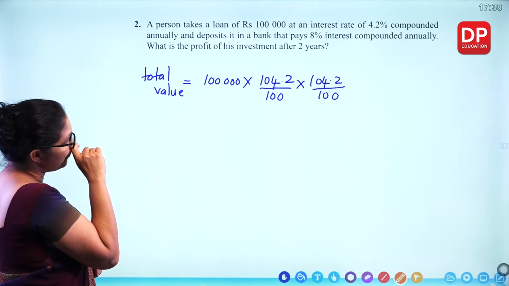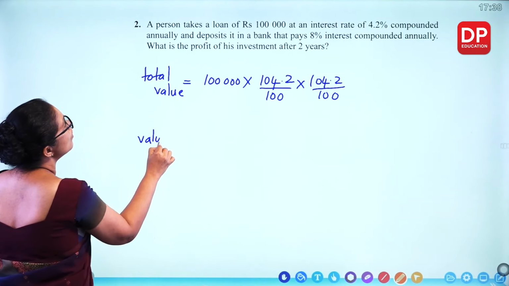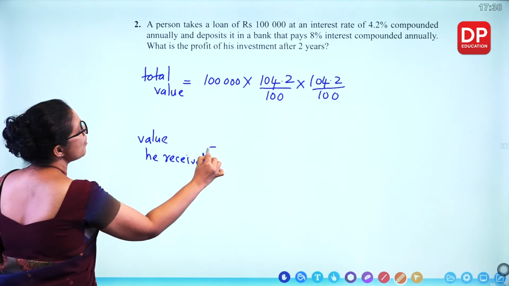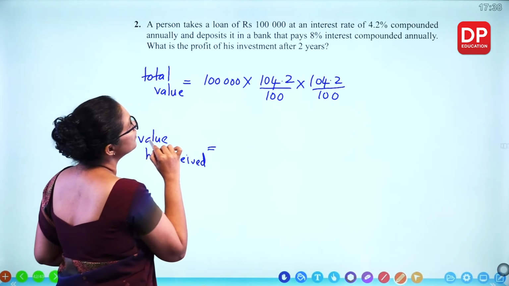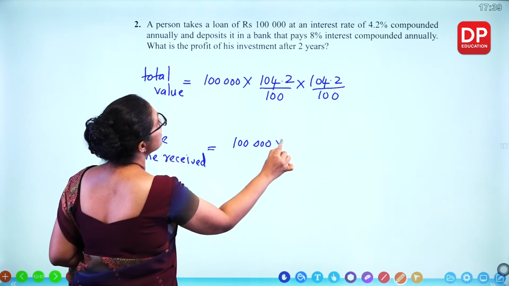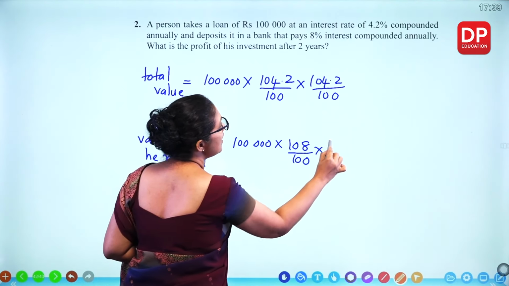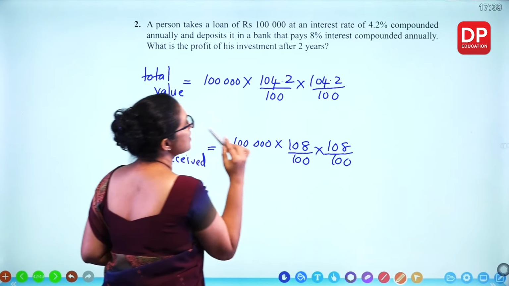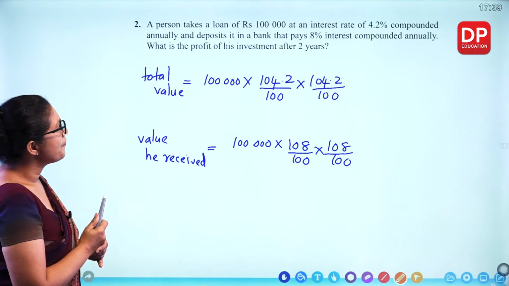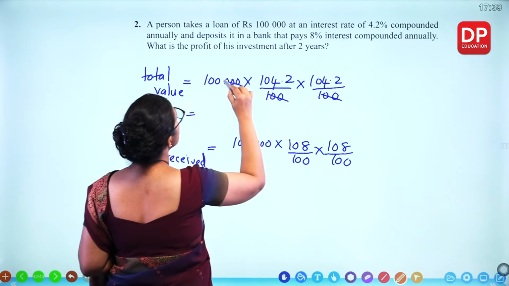So 8% annually. So the value he receives after depositing this amount, so 100,000, 8% compounded, 108 over 100 and 108 over 100. So what is the profit? The difference between these two is the profit. So we'll calculate the values. Zeros, 2 zeros, 2 zeros.